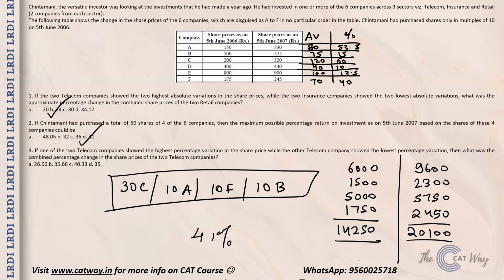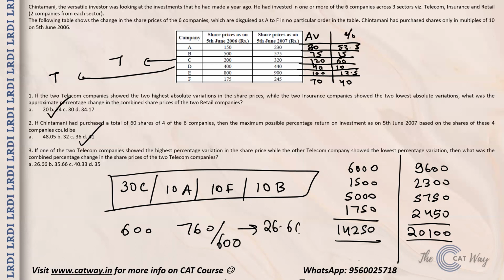And then, guys, moving on to the third question that we have, that if one of the two telecom companies showed the highest percentage variation in the share price, while the other telecom showed the lowest percentage variation, then what was the combined percentage change in the share prices of two telecom companies? So, guys, what we can see is that the highest percentage change is for C, so that is going to be one of the telecom companies, and the lowest is for D, that is going to be the second telecom company, right? Now, the combined initial prices of the companies is 600, and after a year the combined price is 760. So by calculating 760 divided by 600, you will get the percentage change, and that will be equal to 26.66. Hence option number A is going to be the right answer for this.